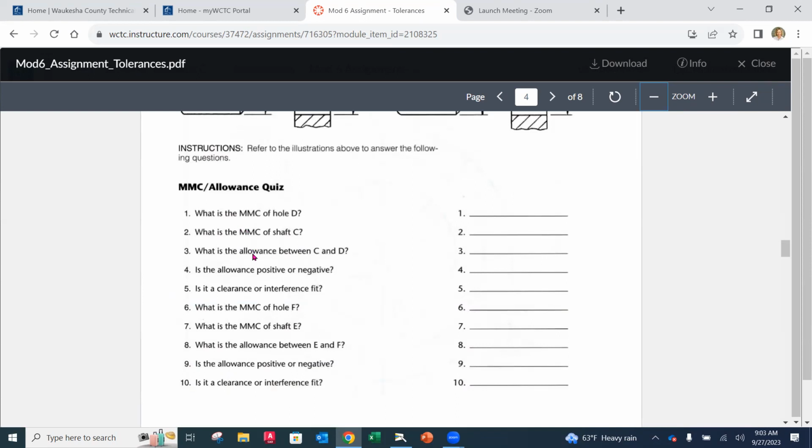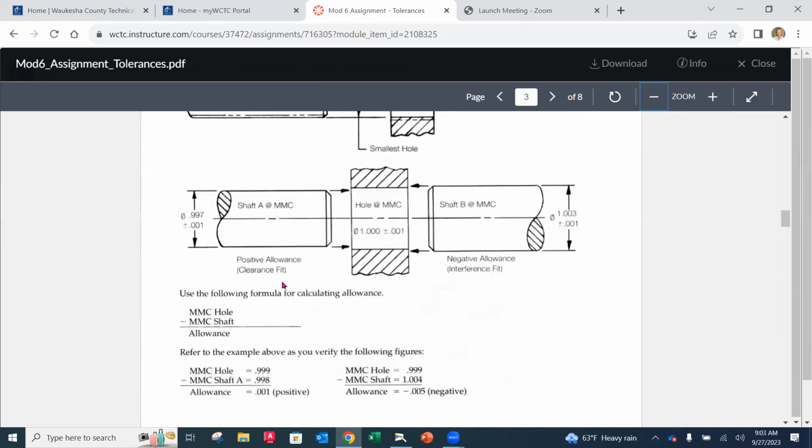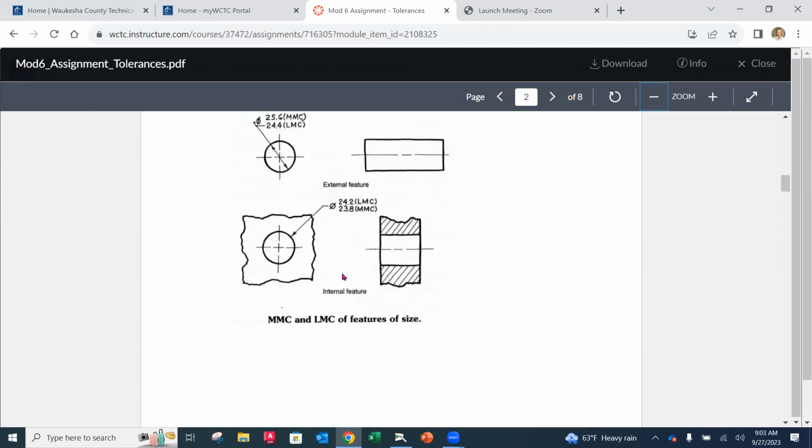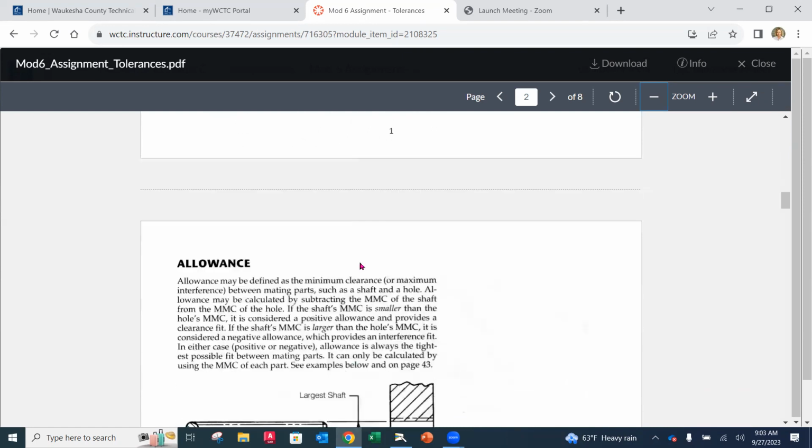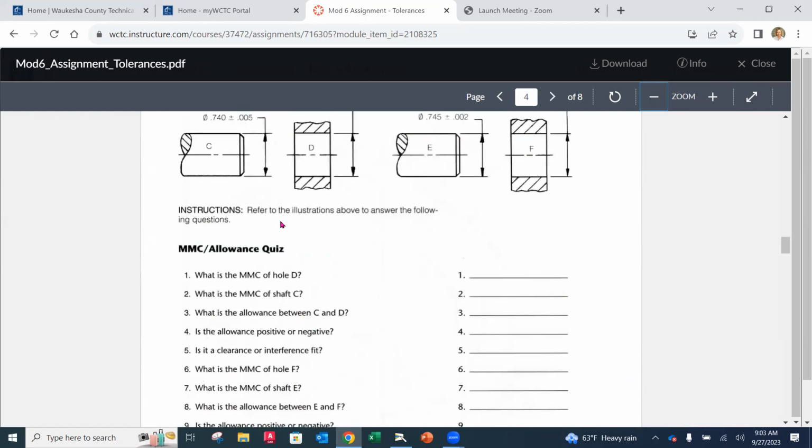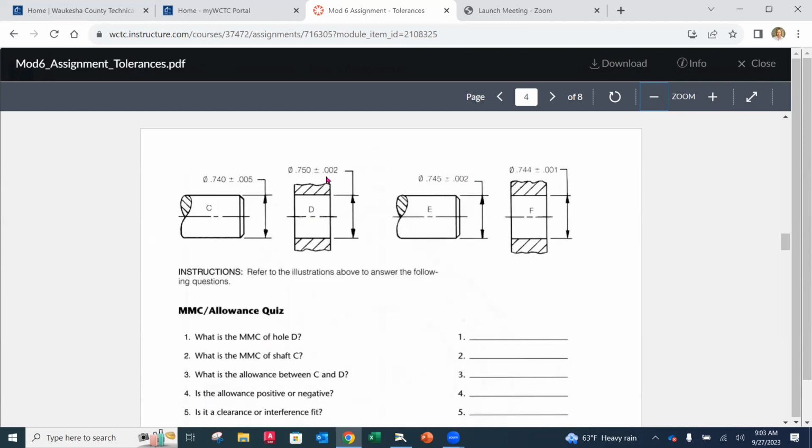So the first question here is, what is the MMC of hole D? Now remember, if you need to look back, the MMC size for an internal feature is the smallest size. So when we're looking at a hole, the MMC is going to be the smallest size hole. So if we go down here, since it's hole D, the smallest size based on the dimension that you see there is what you're going to put in number 1. The MMC for shaft C is going to be its largest size. So here too, you're going to be taking that nominal number, adding this time the 5,000ths, and that's going to be your answer for number 2.